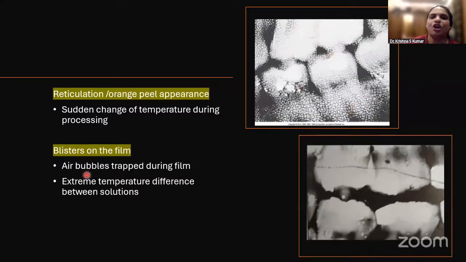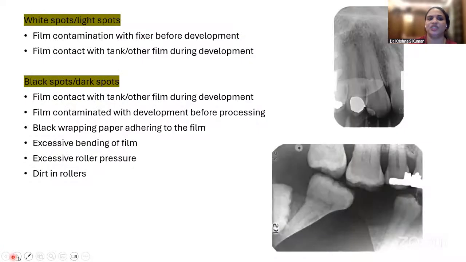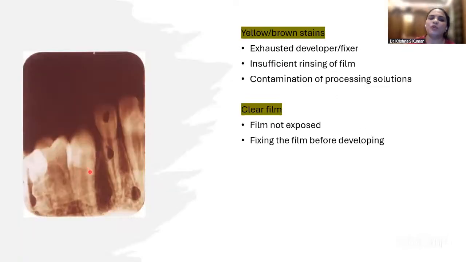Reticulation, or orange peel appearance, occurs if there is a sudden change of temperature during processing. Blisters can occur if air bubbles are trapped on the film or when there are extreme temperature changes. White spots occur if, before developing, the film comes into contact with fixing solution or any other tank, or during development. Dark spots occur if, before developing, it comes in contact with the developing solution or the wrapping paper adjacent to the film. Excessive bending of the film to fit the arch, or roller pressure and dirt in rollers in the case of automatic processing, also cause artifacts.